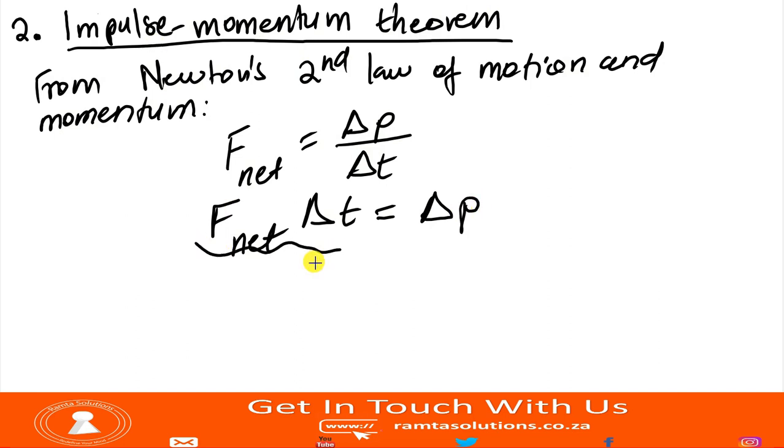This part here, we term it impulse. Remember, I'm saying F net delta T is impulse. You have somehow known this formula by now before getting into this video. You have come across this formula, and now we're calling the product F net delta T impulse.